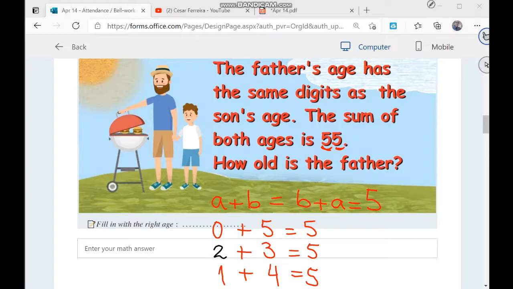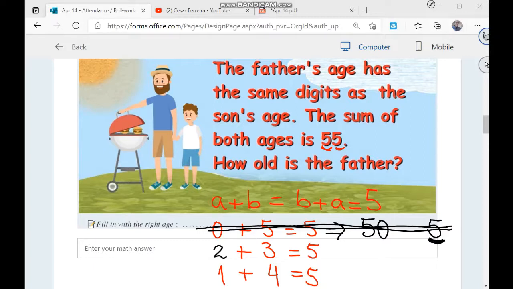Well, if you think about 0 and 5, the father is going to be 50 years old and the son is going to be 5 years old. There is a small problem because when you say 5 years old, you don't say 05, right? It has only one digit. So we will eliminate this one because we actually don't have two digits here. We have just one.